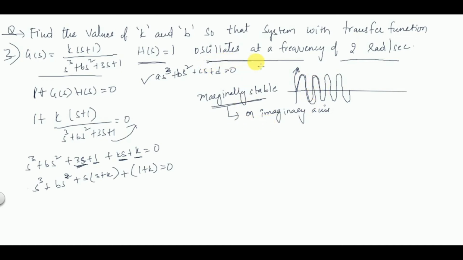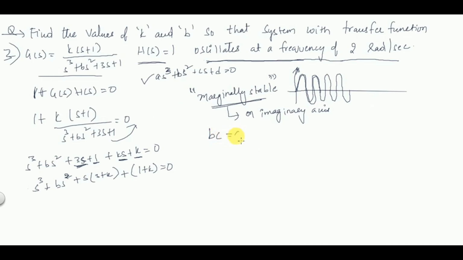So whenever you see the wording oscillates with a frequency of 2 radian per second, such type of wording means the system is marginally stable. They don't give you directly that the system is marginally stable, but gives you this wording, oscillates at a frequency of. So if a system oscillates at a frequency of 2 radian per second, that means it is producing constant frequency of oscillations, then we have to know that it is a marginally stable system.